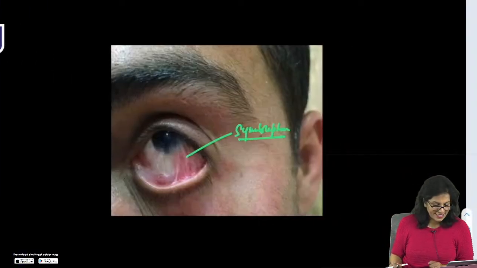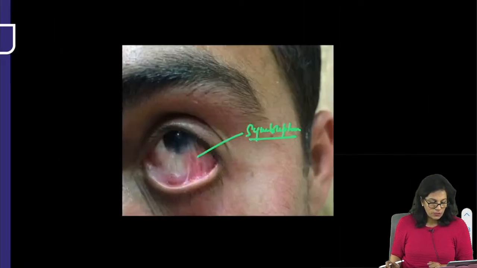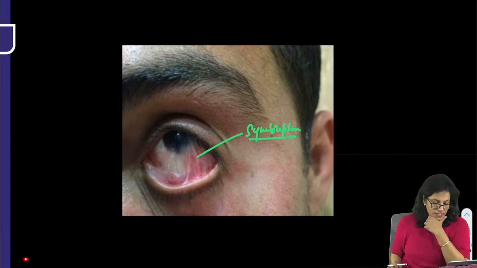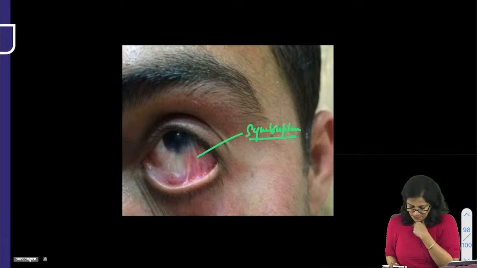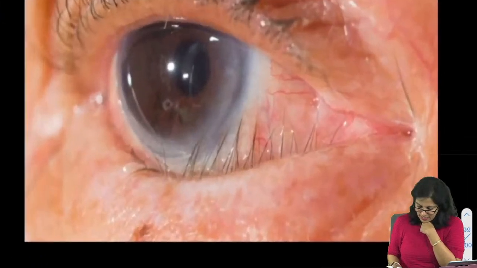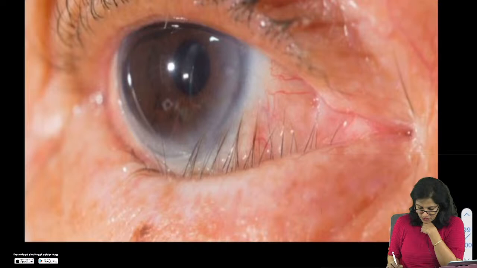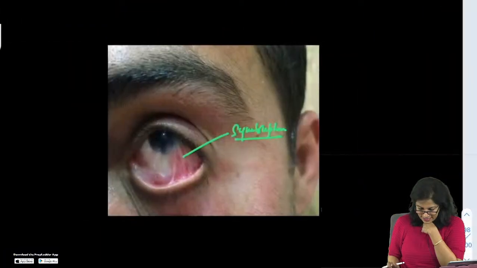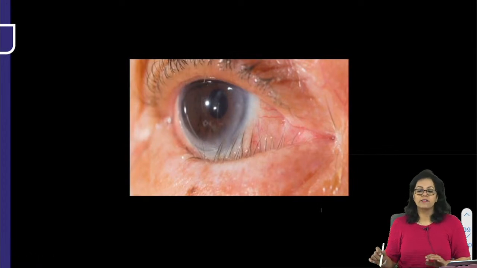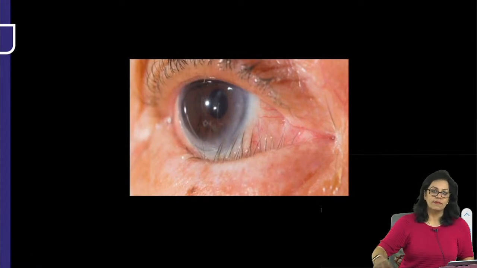Yes, very nicely answering, very good. So epilation, if you keep doing it again and again, instead you can go for damaging it in a permanent way. Okay, so this is your mild entropion with trichiasis, which is misdirection of eyelash.